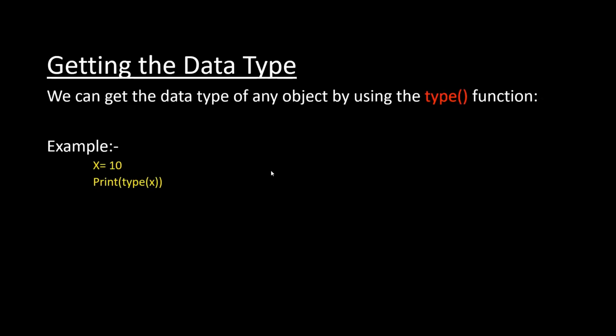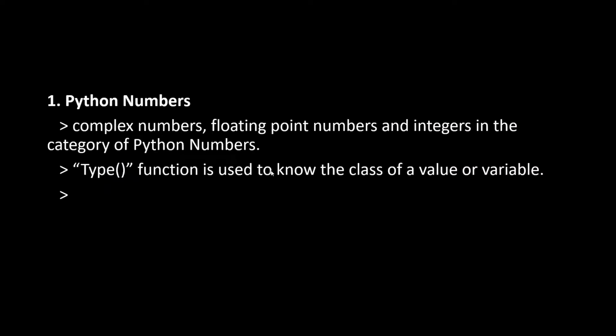When we initialize something into a variable, we want to know which type it is. For that we have a function, the type function. It is used to get the data type of any object which we have initialized. Like here, x = 10, print(type(x)), where x is an int, meaning integer, a numerical type. Okay, and Python numbers.